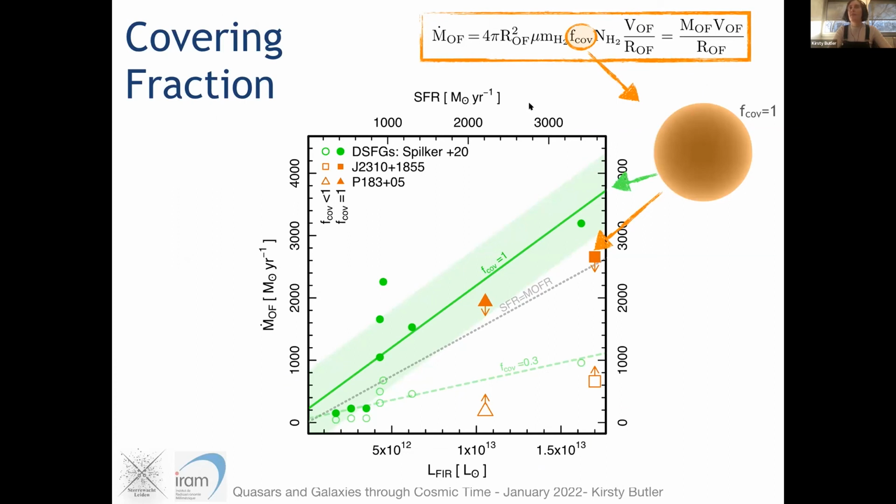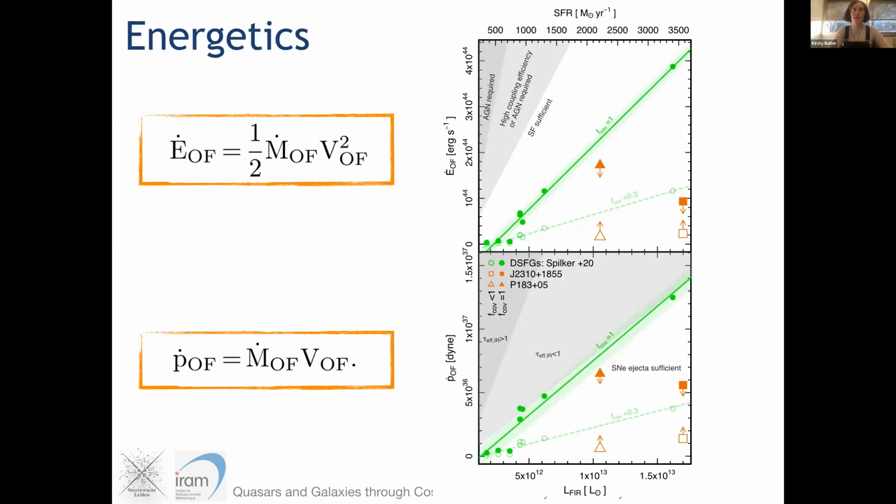Sorry, that should say mass outflow rate. And we just assume the same geometry. And what we show here in the filled symbols is the upper limits, just to compare the two samples. So here we don't find anything strange. The QSOs are in agreement with the dusty star forming galaxies, which we show in green. The QSOs are in orange. But things started to get interesting when we looked at the energetics of these outflows, which I will show here.